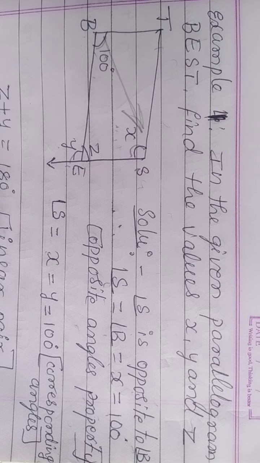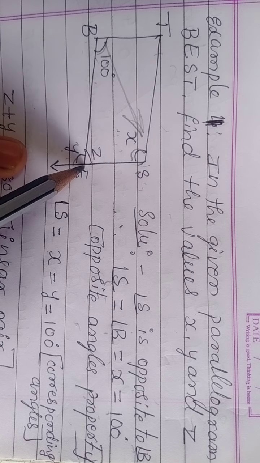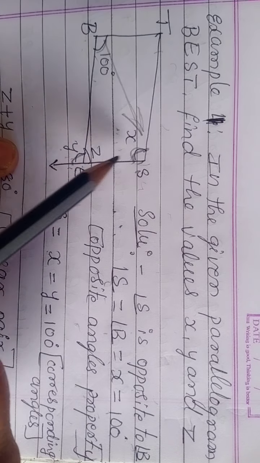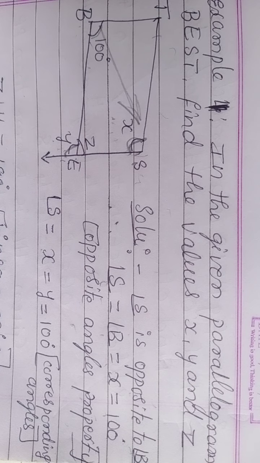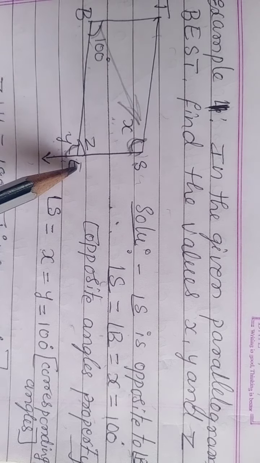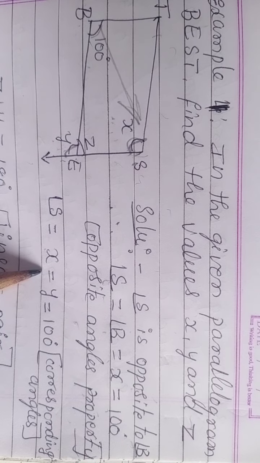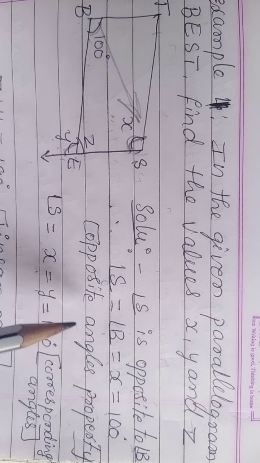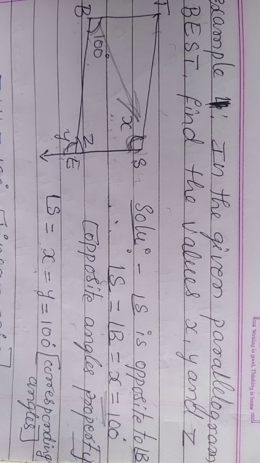Now again observe here, it is a straight line, it is a transversal. This angle and this angle are corresponding angles. What type of angles, children? Corresponding angles. So we already know that when parallel lines are intersected by a transversal, corresponding angles are equal. That's why x will be equal to y. Already we got x. What is x? 100. So y is also 100.